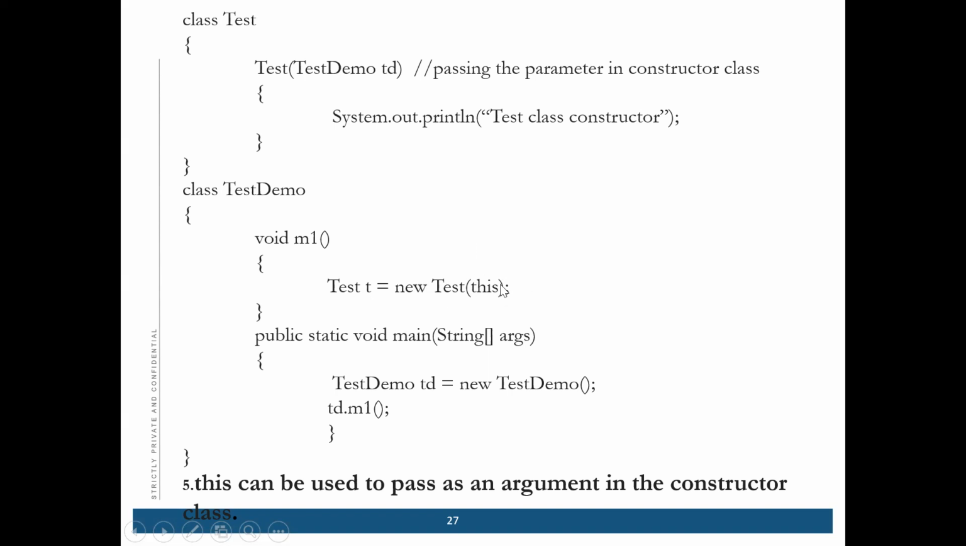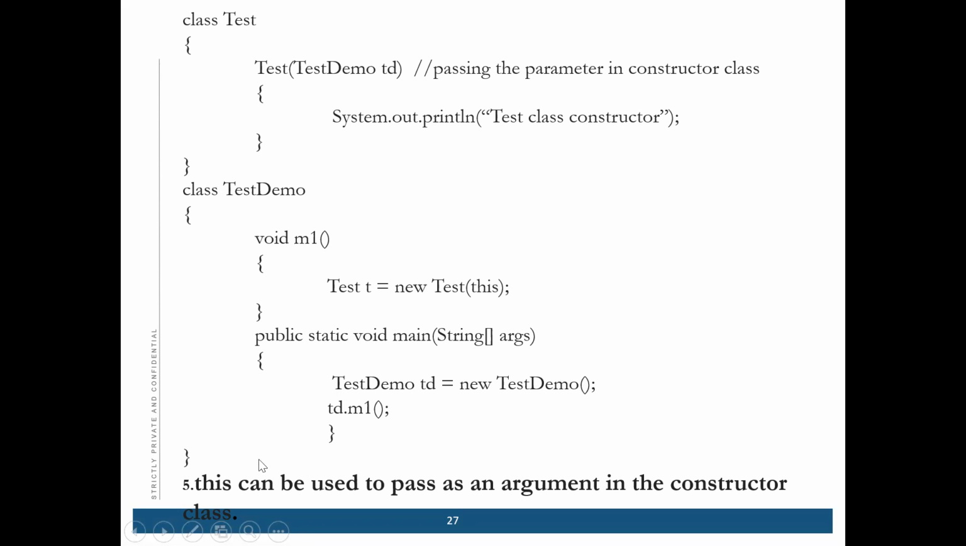What is happening? It will automatically get called, right? We don't need to write p dot test, we don't need to call that. So what will happen? It will go to the test constructor and print the statement. So basically we are calling one class into another.